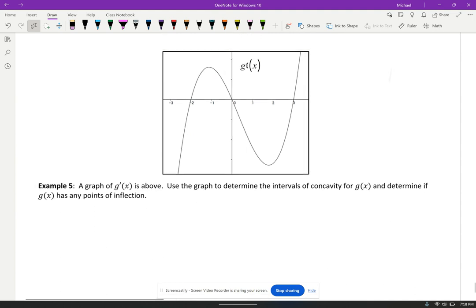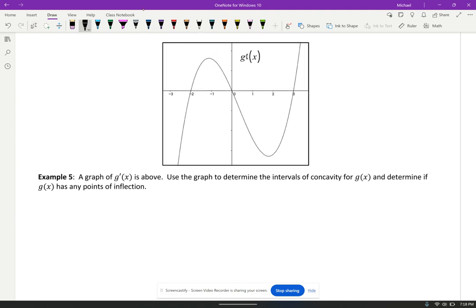As we go to the last example here, thank goodness, we're given the graph of g prime. Use the graph to determine intervals of concavity and determine if g has any points of inflection. So same idea, there is a 0 slope here, and there's a 0 slope here. So that looks like it's going to happen. Oh, where does this happen? Why don't we just call it 2, and why don't we just call it -1, just for simple sake here.